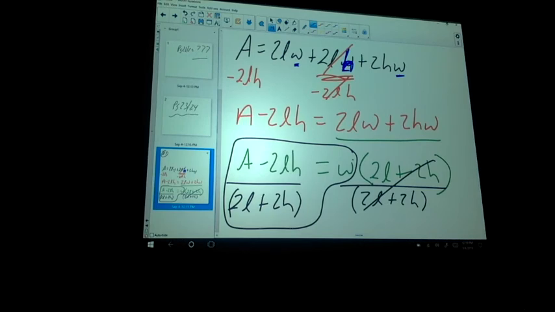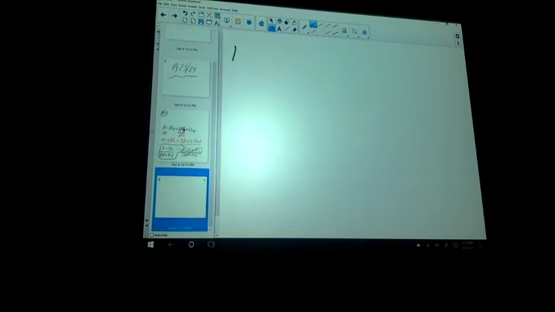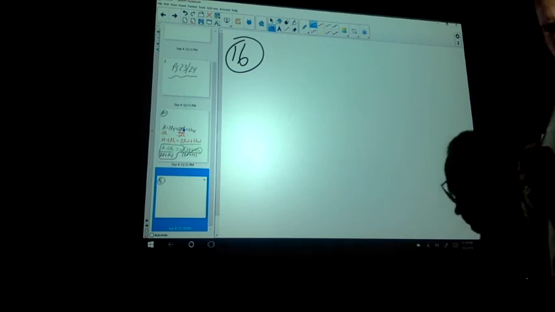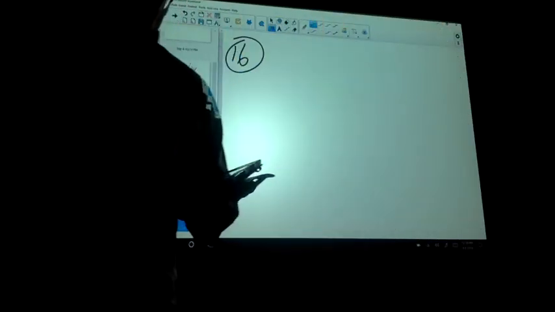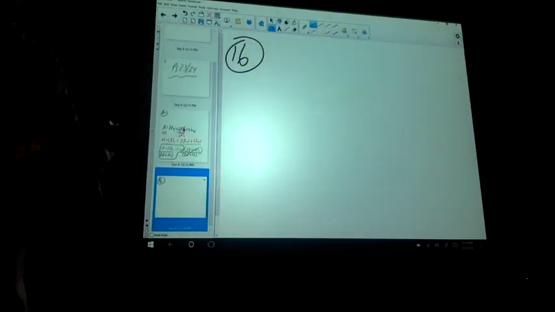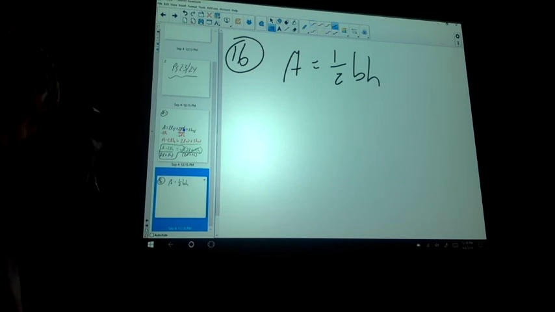Anything else from those pages? Yeah. 16. You got it. Freddie, did that answer your question? Kind of, sort of. So A equals 1/2 B, that's an A, H. And we want to solve for the H.